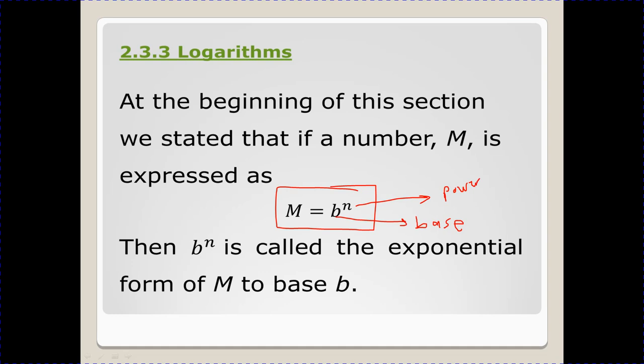This is an exponential equation, because I have a base and a power. So p to the power n is called the exponential form of m to the base p, or we can read it m equals p to the power n. But again, we are talking today about logarithms. So what is the relationship between logarithms and exponentials?